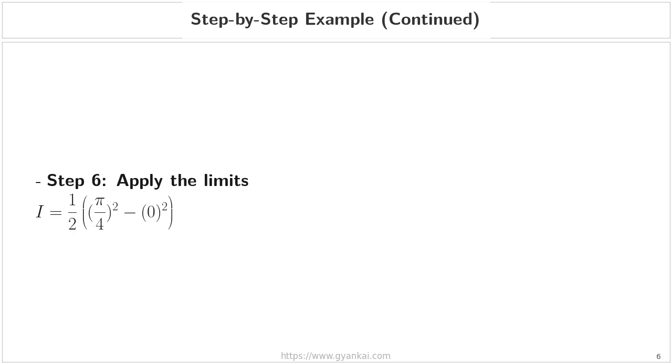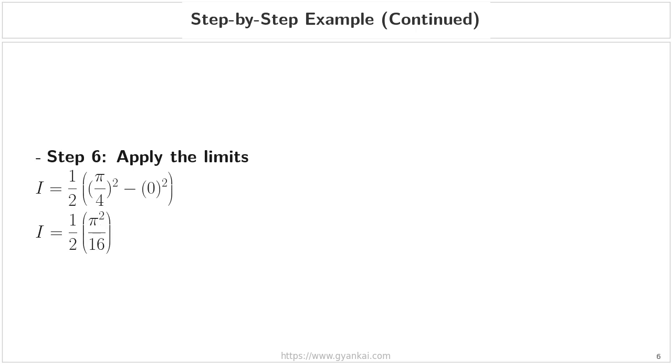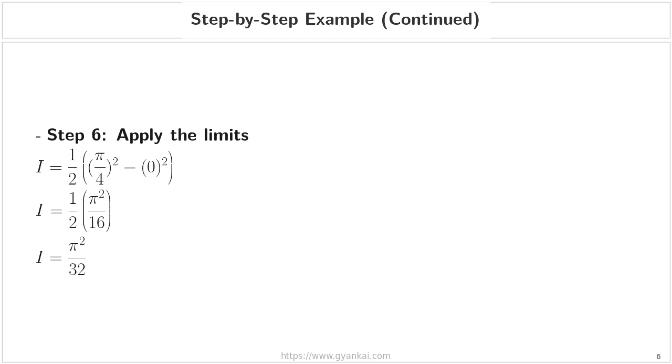Remember that 0 squared is simply 0, so that term disappears. Now let's simplify pi over 4 squared. That's pi squared over 16, so we have 1/2 multiplied by pi squared over 16. Finally, multiplying 1/2 by pi squared over 16, we get pi squared over 32. Therefore, the definite integral from 0 to 1 of tan inverse of x divided by 1 plus x squared dx is equal to pi squared over 32.